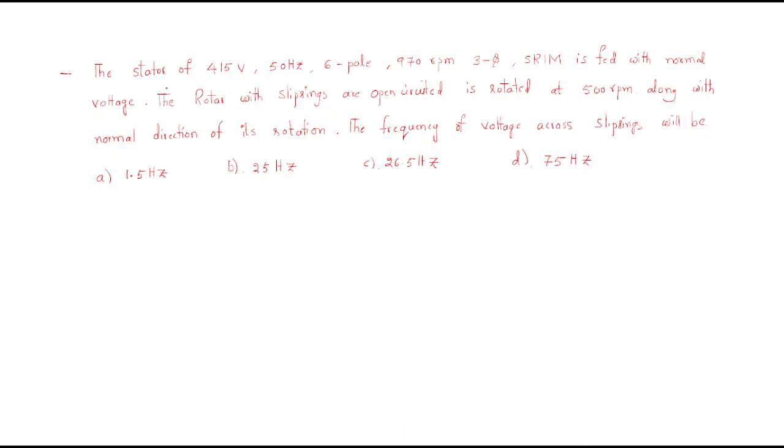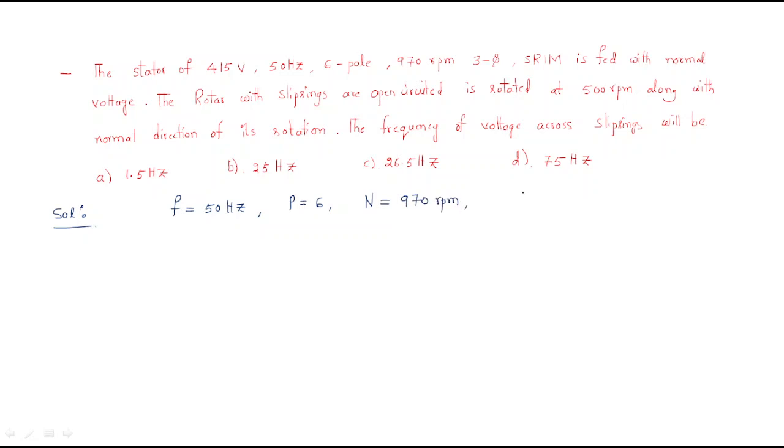The problem is: the stator of a 415 volts, 50 Hz, 6 pole, 970 rpm, 3 phase slip ring induction motor is fed with normal voltage. The rotor with slip rings open circuited is rotated at 500 rpm along with the normal direction of its rotation. The frequency of the voltage across the slip rings will be? He asks the question like this to cause some confusion. So what is the given data? This is the supply voltage, the supply frequency is 50 Hz, the poles are 6, and the motor normally rotates at 970 rpm.